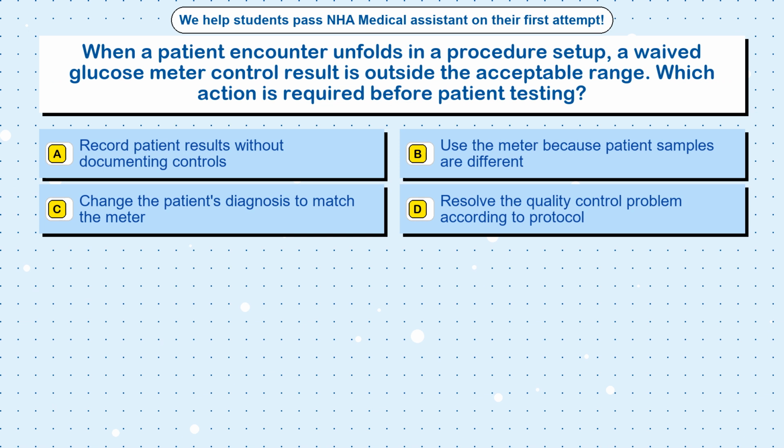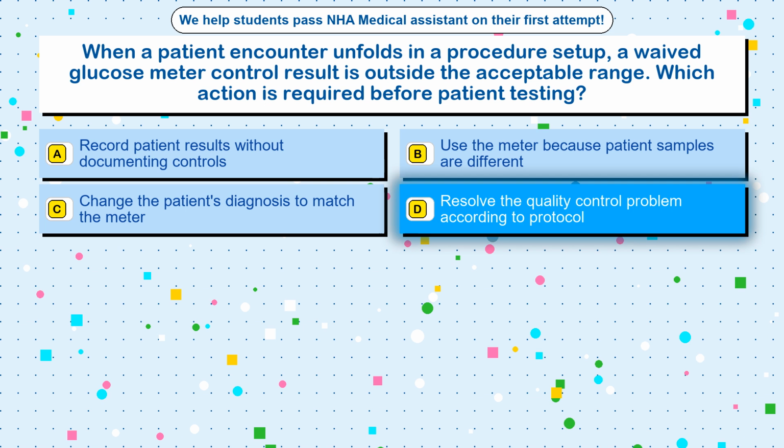Question 46. When a patient encounter unfolds in a procedure setup, a waived glucose meter control result is outside the acceptable range. Which action is required before patient testing? Option A, record patient results without documenting controls. Option B, use the meter because patient samples are different. Option C, change the patient's diagnosis to match the meter. Option D, resolve the quality control problem according to protocol.